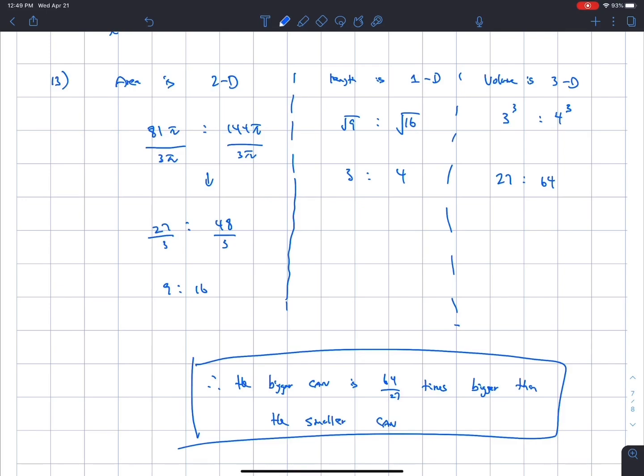Question 13. Yeah, so that's what we have here. So, just playing around with area is 2-dimensional, length is 1-dimensional, and volume is 3-dimensional, you will be able to solve this problem quickly. So if you don't get it, I think it's okay. It's most likely not going to be tested. Okay, moving on to question 14.